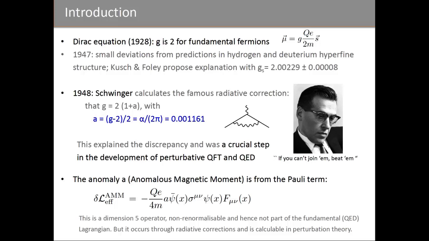And Schwinger then provided a very elegant and nice explanation of this by calculating a one-loop radiative correction to the prediction of 2. So the deviation of g from 2, divided by 2, is then called the anomaly. That's his famous prediction engraved on his gravestone.